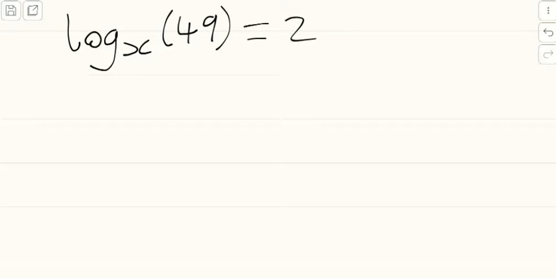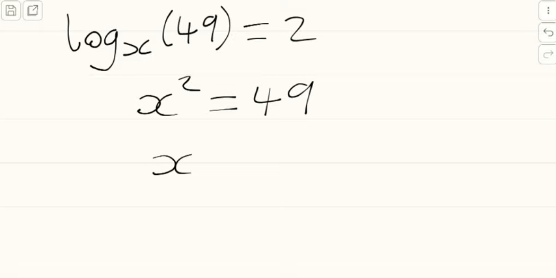So first of all, we use our exercise from rearranging from logarithms to exponentials, and we can see that to get from x to 49 we must raise x to the power of 2. Okay, so what we're doing is we're rearranging this to say x to the power of 2 is equal to 49. Okay, x squared is equal to 49, so therefore x is going to be equal to 7.